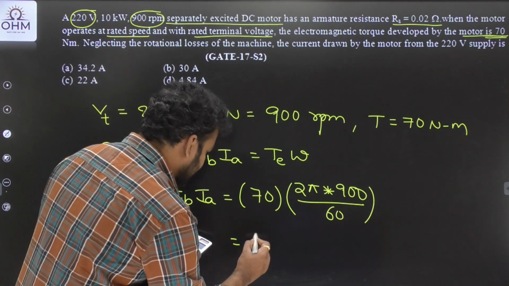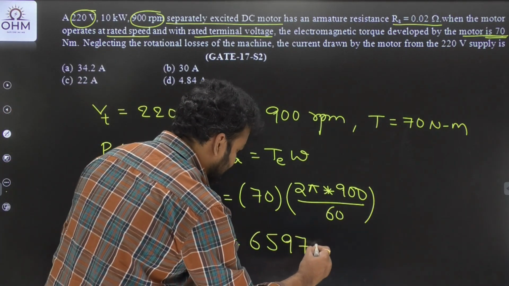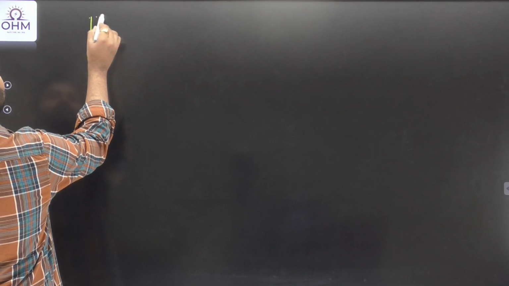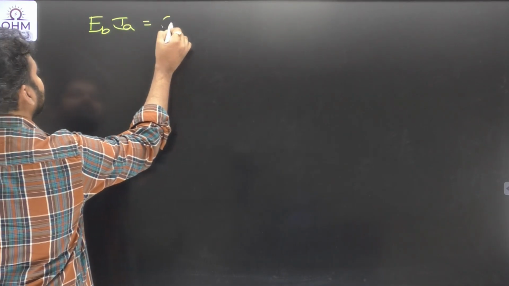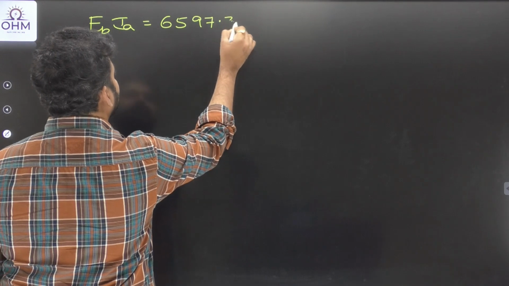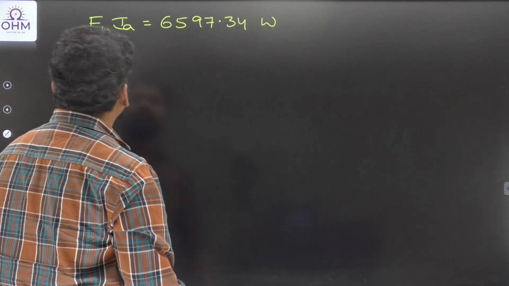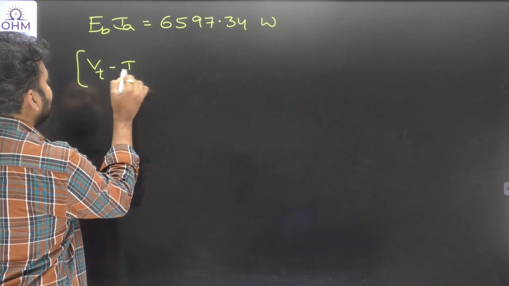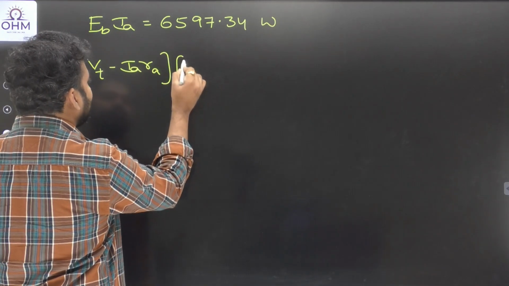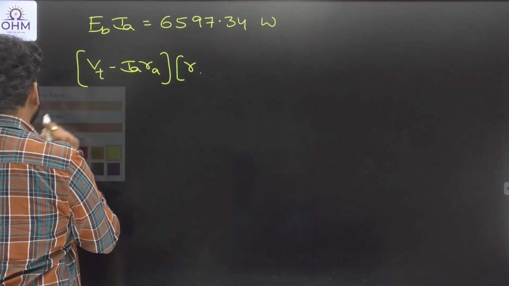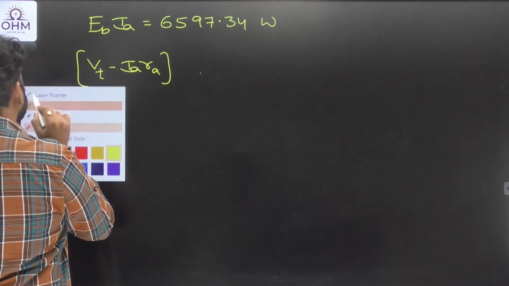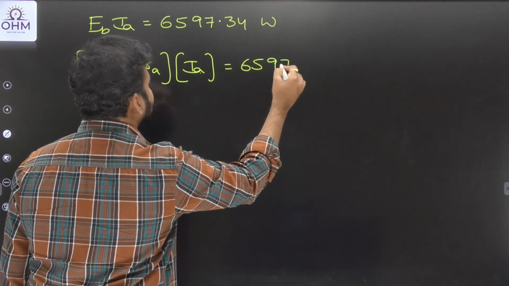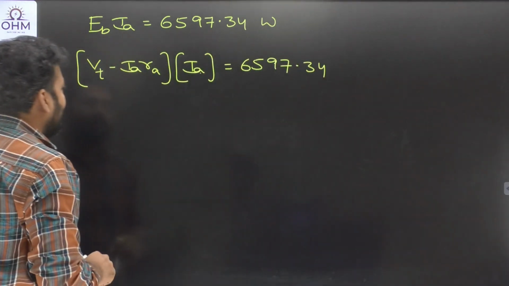this is equal to 6597.34 watt. I will go to the next page. So EB into IA is equal to 6597.34 watt. But at the same time, what is the EB formula? We all know that EB is equal to VT minus IA RA, as it is a motoring machine, into IA. This is equal to 6597.34 watts.